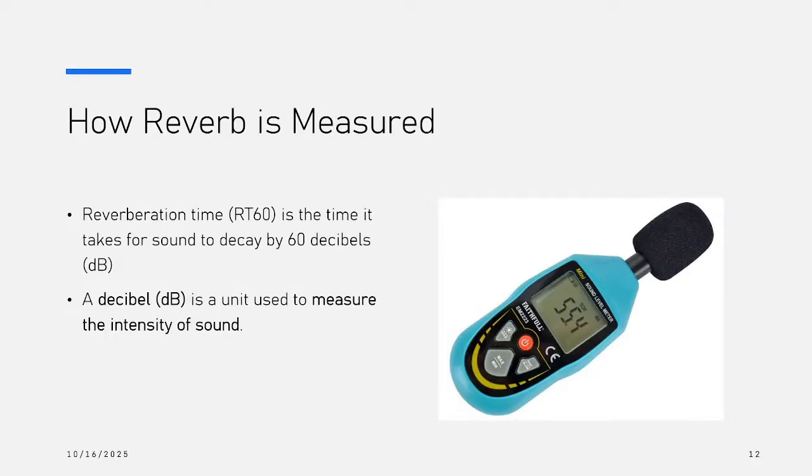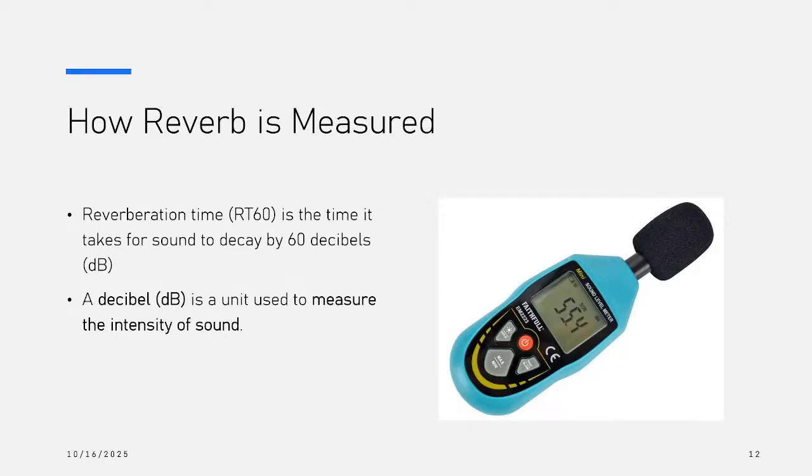So, a decibel is a unit used to measure the intensity of sound. It's a logarithmic scale, meaning that each increase of 10 decibels represents a tenfold increase in sound intensity. This scale is used because the human ear can detect an enormous range of sound levels, from the faintest whisper to a loud jet engine, and a linear scale would be impractical.